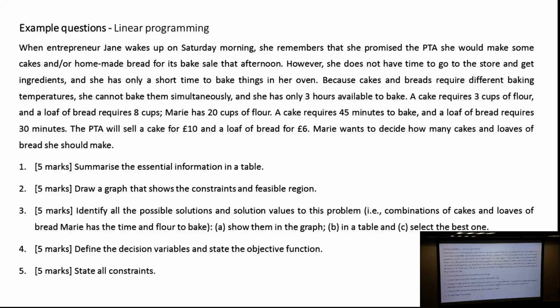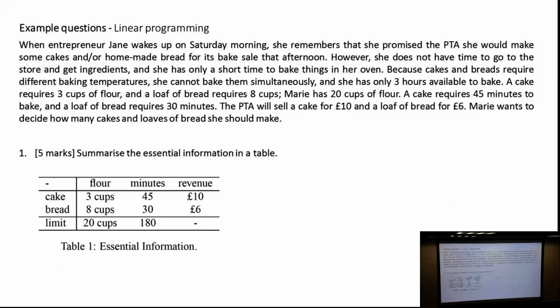So let's take a look at how we're going to solve this one by one. Okay, so the first one. This is usually the table you should summarize on the paper. We have to make 2 things, cake and bread. And we know the raw materials we have to consume to make every unit of cake and bread in here. And we know the time.